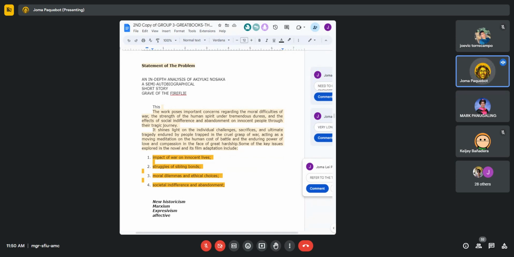It talks about the author's psychological and emotional expression. Why don't you put it there? Because you told us expressivism, so it's about the author. So mention it there. And then affective, societal indifference, and abandon. Where is the reader there in your number four? How would we know if you're talking about the reader there?